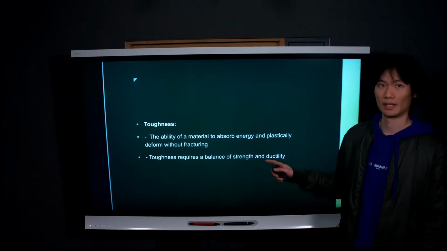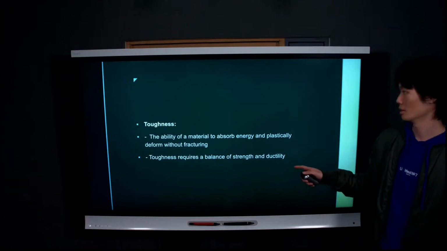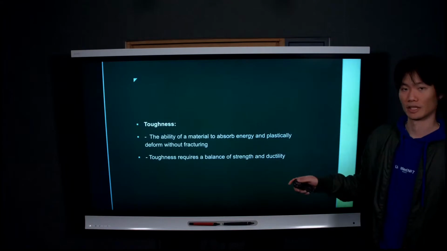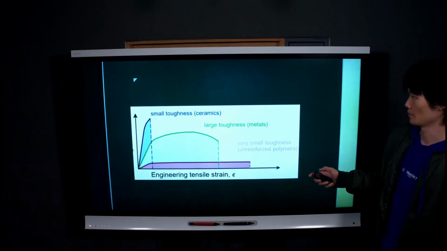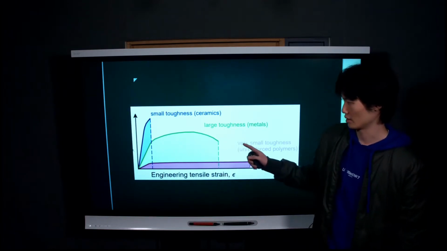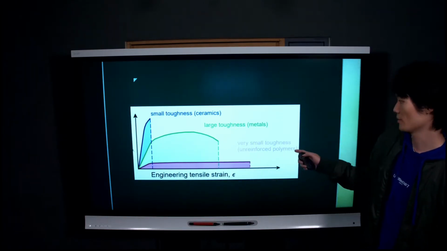Toughness is the ability of a material to absorb energy and plastically deform without fracturing, and it's approximately the area under the stress strain curve.